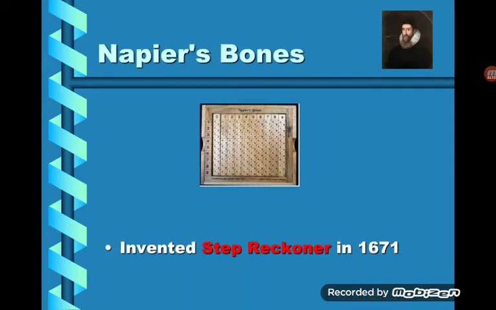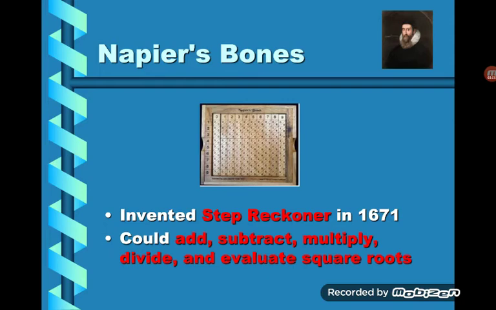Next we have Napier's bones. John Napier invented a tool called Napier's bones. This device is a set of rectangular rods marked with the numbers 0 to 9. It was used for simplifying multiplication, division, and taking square roots and cube roots. Napier's bones were multiplication tables written on strips of bone, ivory, silver, or wood.